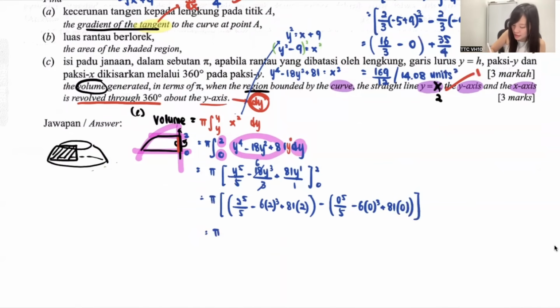Okay, like this. I press calculator. So 2 power 5 divided by 5 minus 6, 2 cube plus 81 bracket 2. Do you guys get 602 over 5? And then the back one is still a 0. You can write in decimal, you can write in fraction.